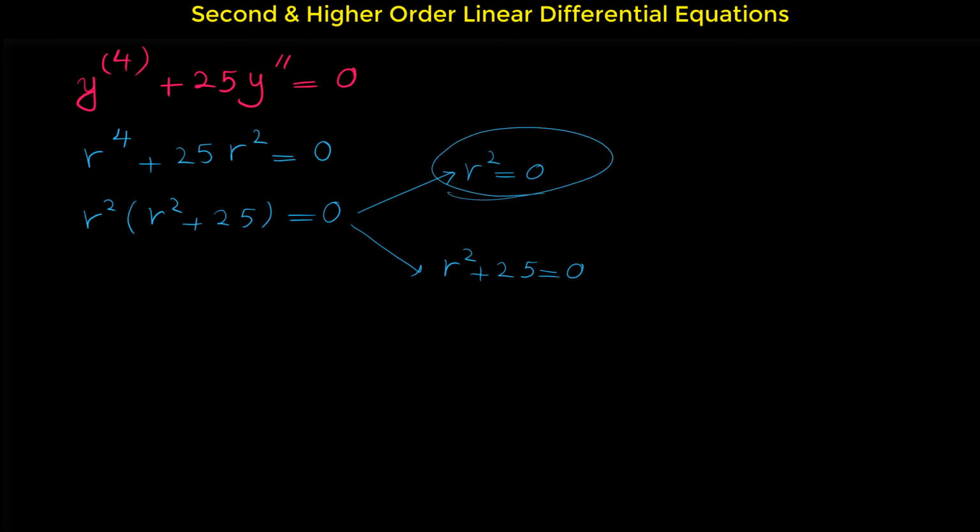Note that this is a quadratic equation because the degree of r is 2. But when r squared is 0, actually r times r is 0. And it is clear that r is 0, I know. But note that r equals 0, which is the root of this equation, is a repeated root because r squared is r times r. So r equals 0 is a repeated root. Don't forget this.